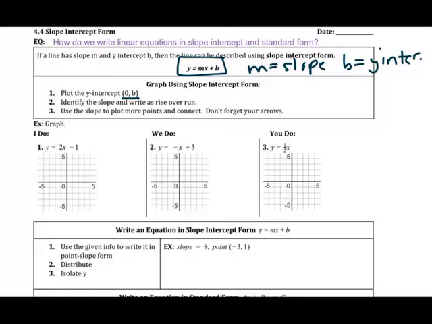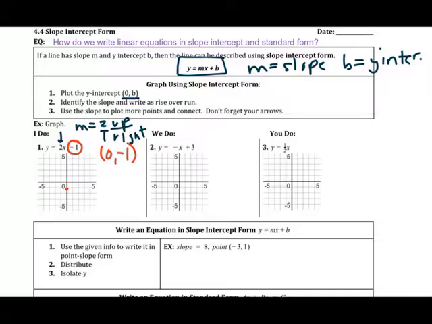So looking at number 1, the first thing I want to do is identify my slope. My slope is the number right here in front of x, 2, which I'm going to write as 2 over 1. That tells me I'm going to move up 2, and I'm going to move to the right 1. My y-intercept is the number -1, which tells me I am going to graph the point (0, -1). So (0, -1) is right here.